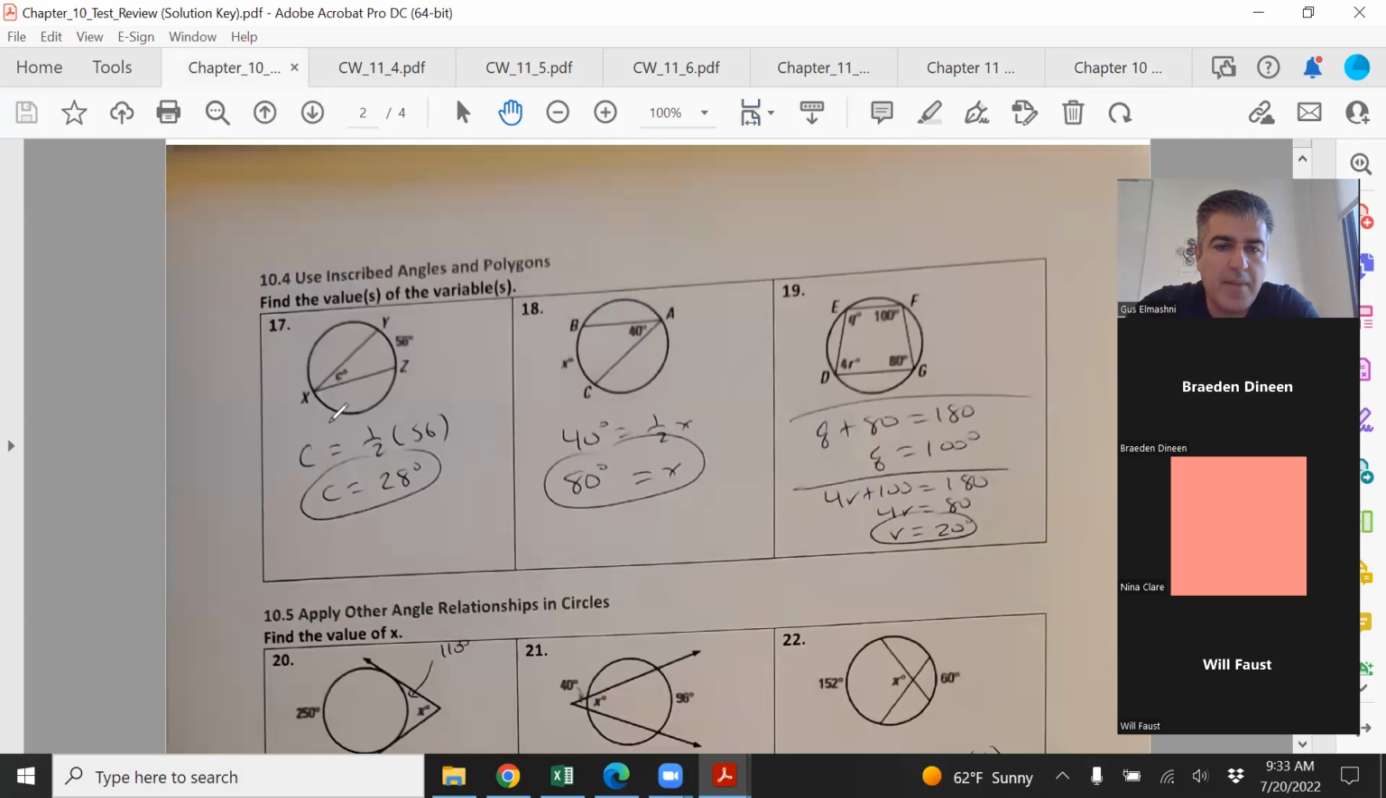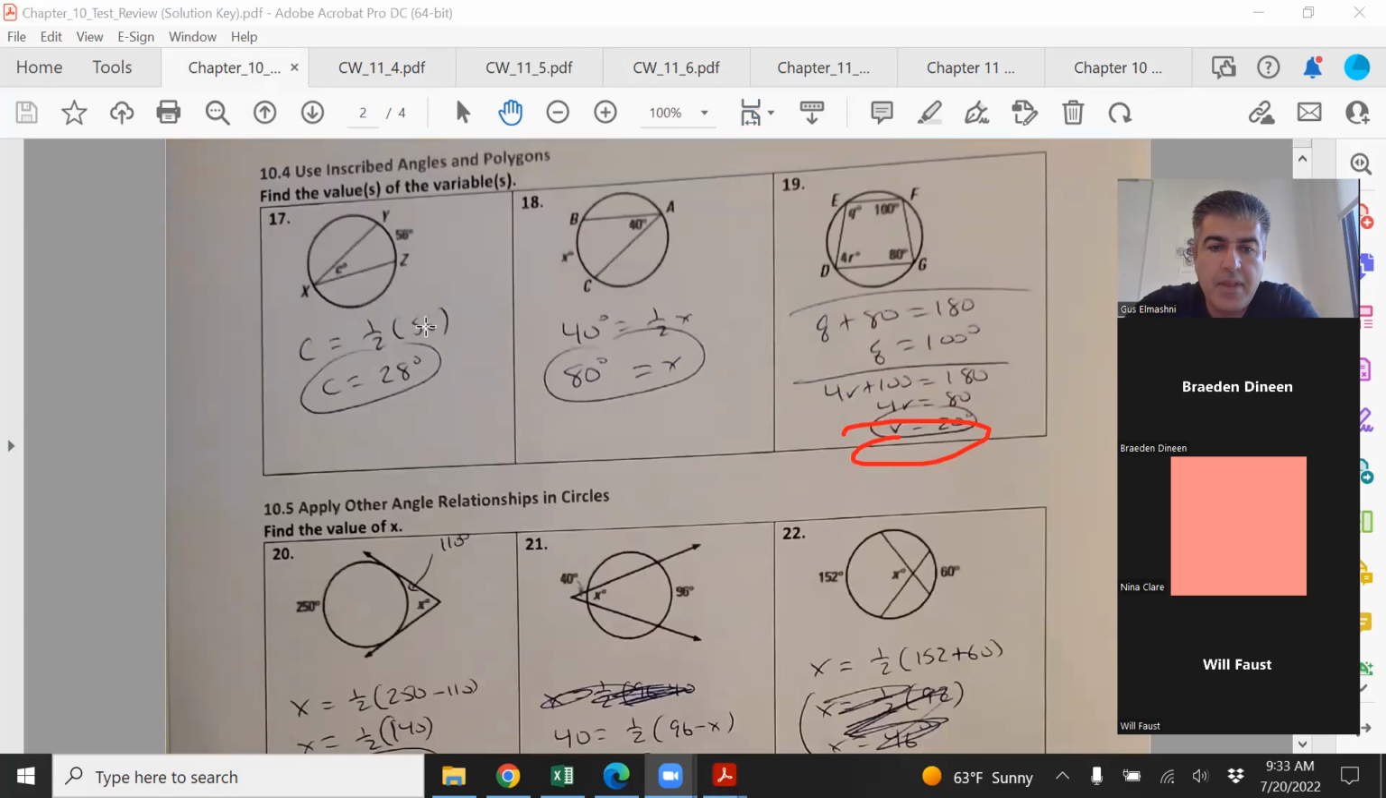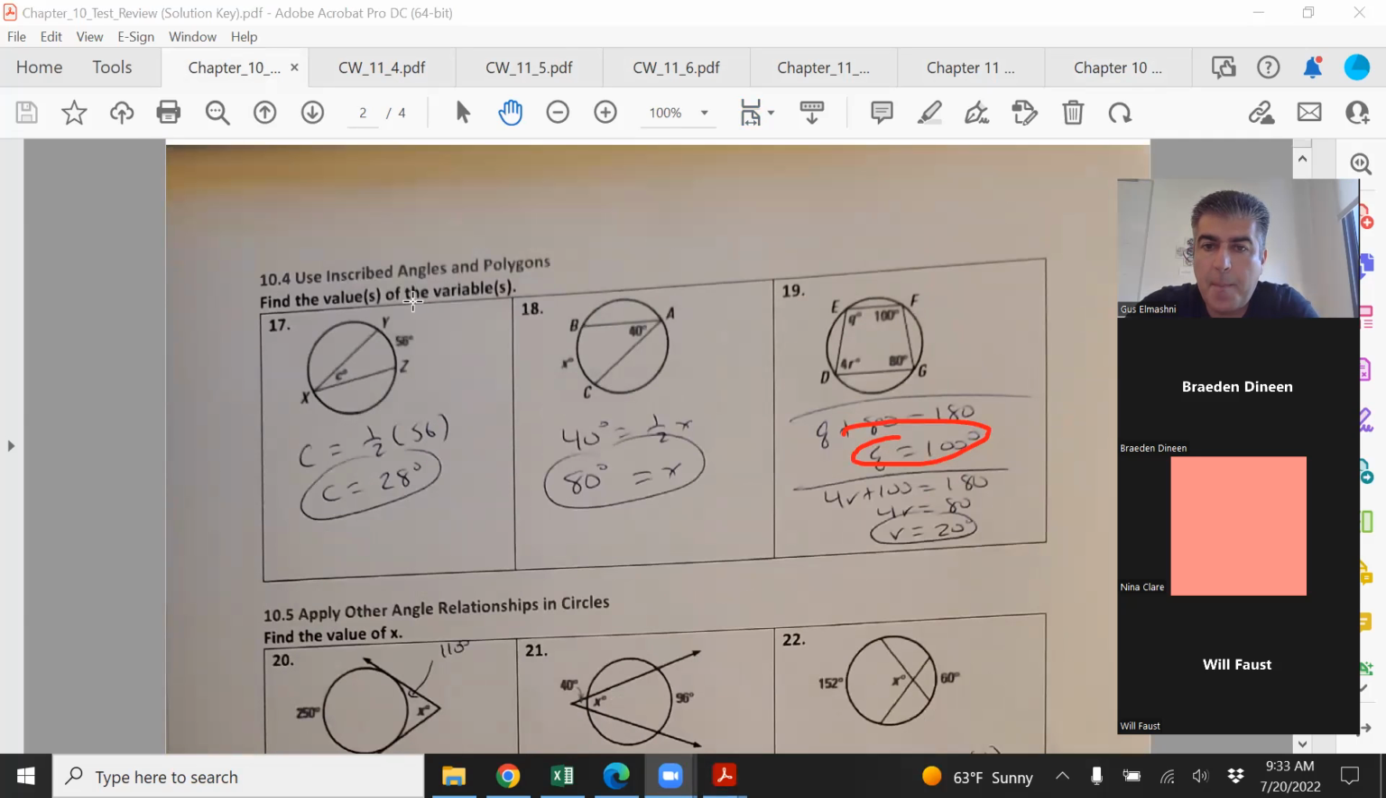So anyway, half of 56, you get 28. 40 is half of x, so x is 80. Q plus 80 adds up to 180. 4r plus 100 adds up to 180. You get those values there. Not that hard, pretty easy, right? Questions on those so far?